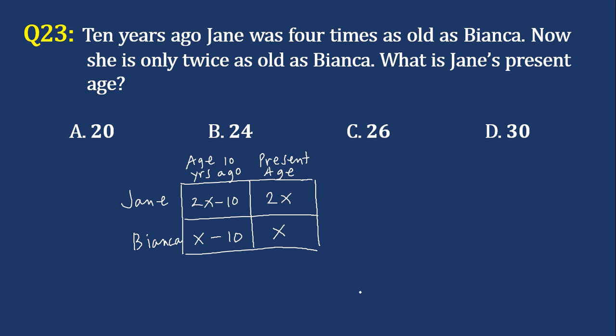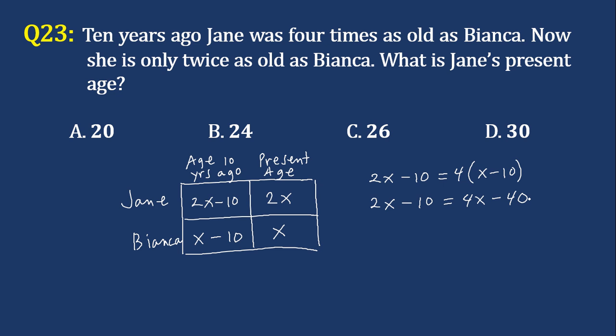Now 10 years ago, Jane was 4 times as old as Bianca. So the expression 2x minus 10 is equal to 4 times x minus 10. Now this will be our working equation. So let's distribute. So we're going to have 4x minus 40 in the right hand side.